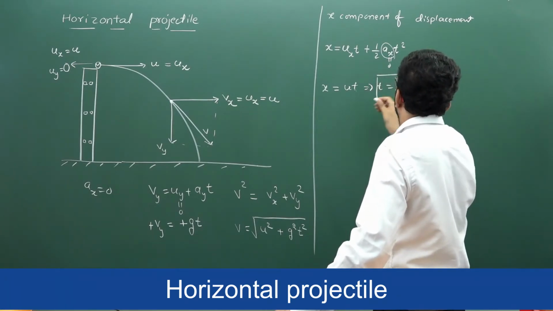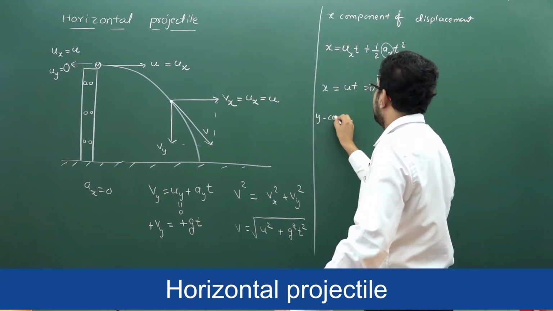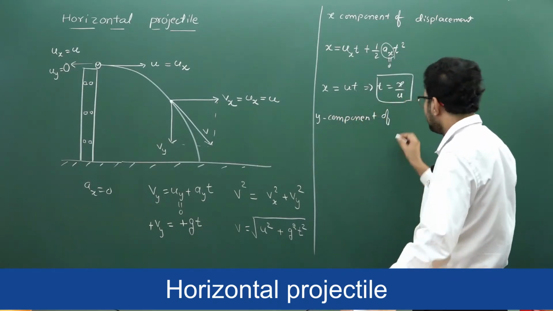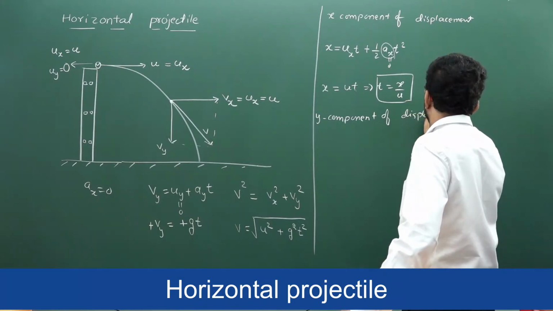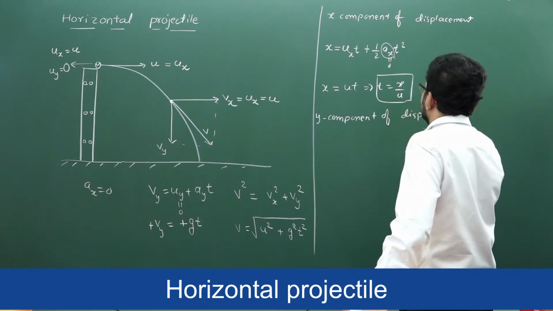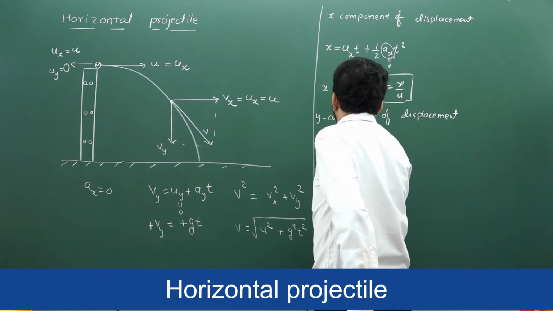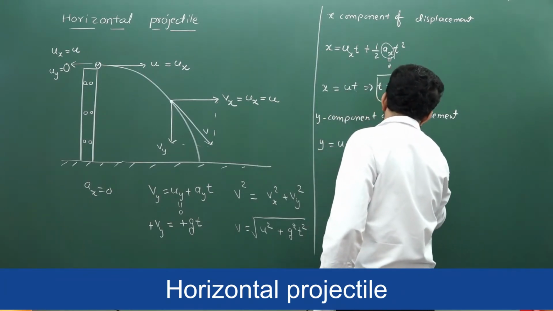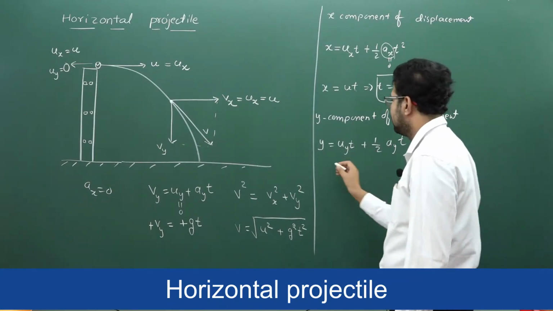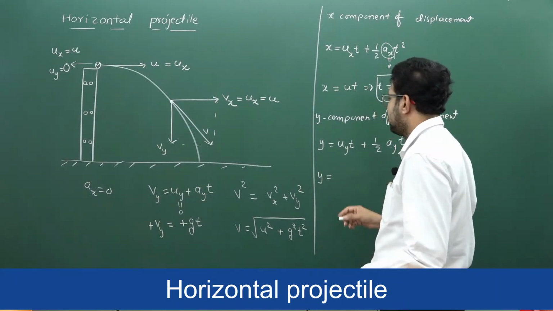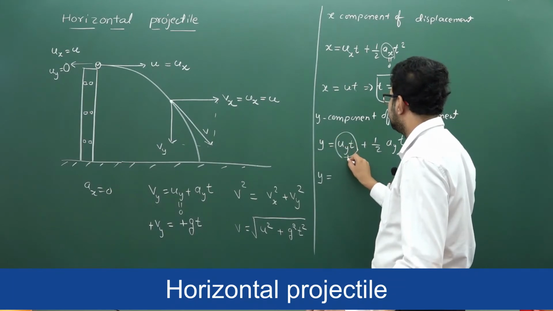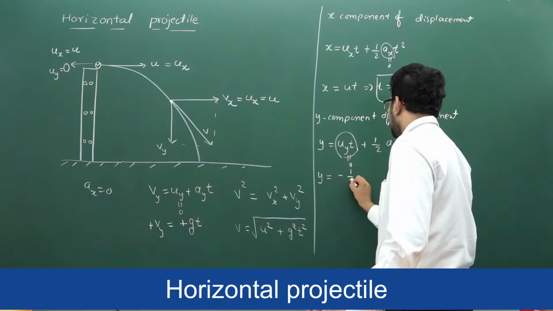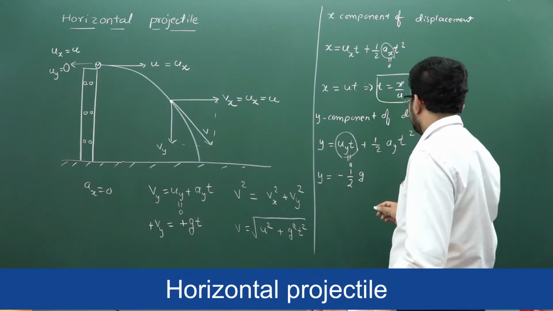Now, we will write the y component of displacement. The y component of displacement is given by y equals uy into t plus half ay into t square, or y equals, what is uy? The initial vertical component of velocity is 0. And ay is minus g. So what happens? Minus half into g into t square.